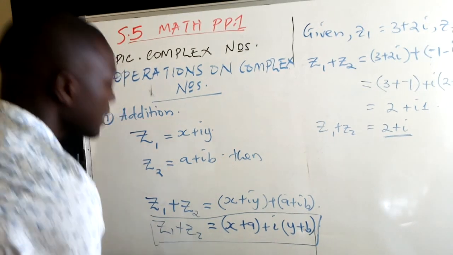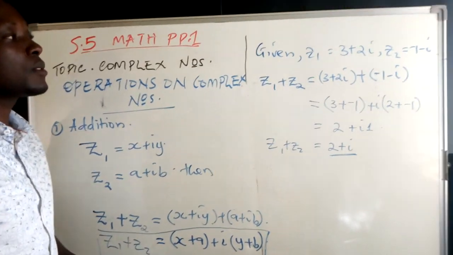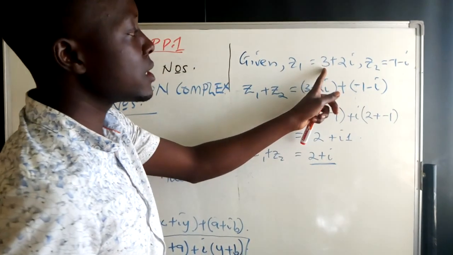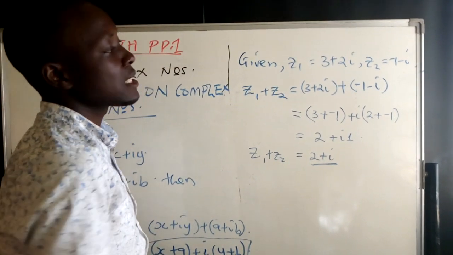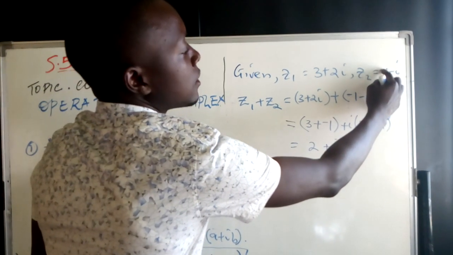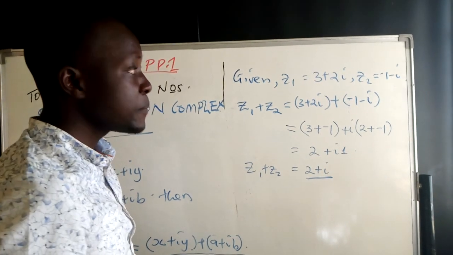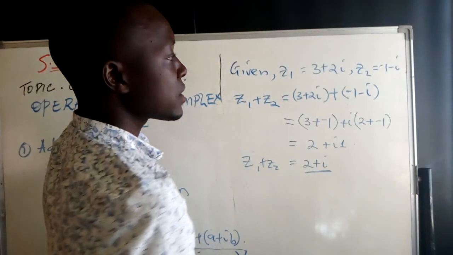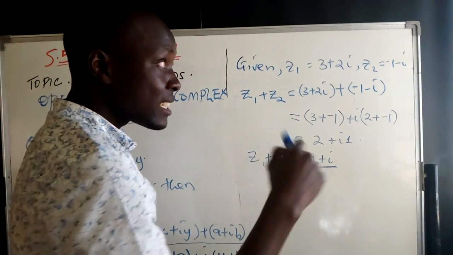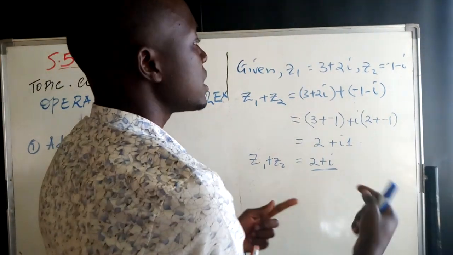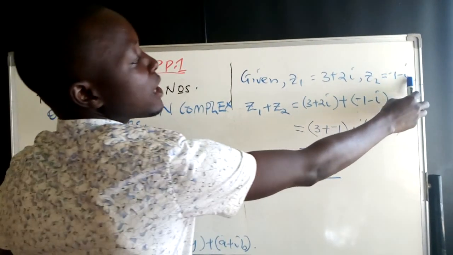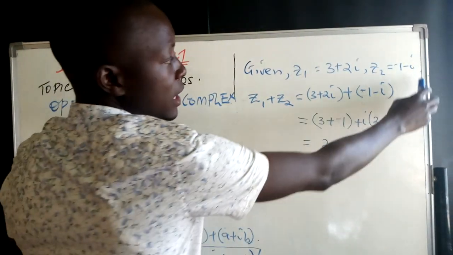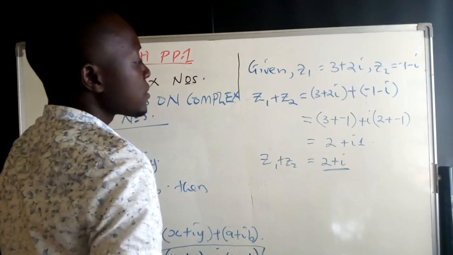Then if we take an example with numerical values, z1 is 3 plus 2i, where the real part is 3 and the imaginary part is 2, and z2 is negative 1 minus i. Remember, for the imaginary part we don't look at the i, but at the value being multiplied with the i. Here it is not showing any value, so we always say there is a silent 1, which is the imaginary part of the second number.